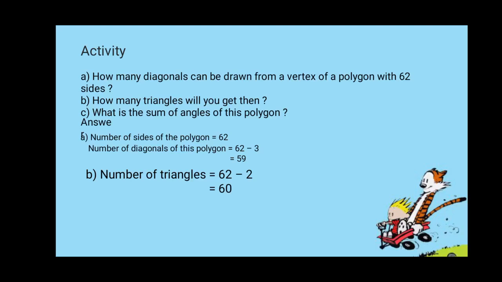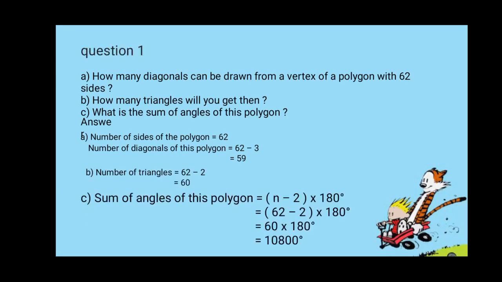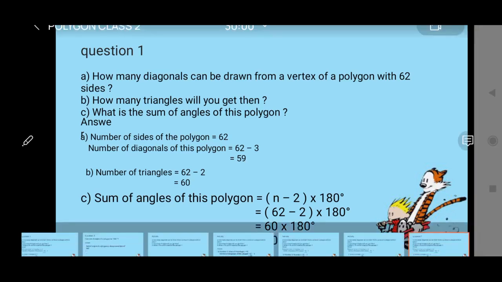So what is the angle sum of this polygon? For an n-sided polygon, the angle sum is (n minus 2) into 180 degree. Here n is equal to 62. Sum of angles of this polygon is equal to (n minus 2) into 180 degree, that is equal to (62 minus 2) into 180 degree, that is equal to 60 into 180 degree, that is equal to 10,800 degree.